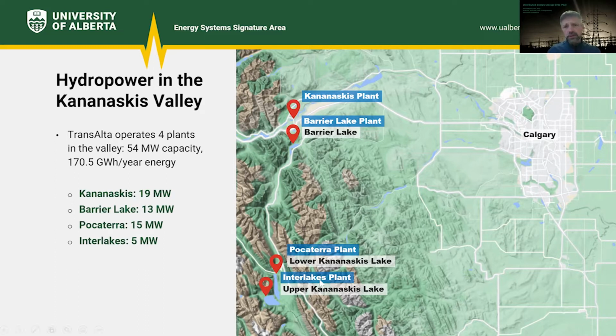The first one is called the Interlakes one. That's highest up in the mountain, and then Pocaterra, a little bit lower at the lower Kananaskis Lake, and then there's the Barrier Lake plant and the Kananaskis plant, and that's the one close to Highway 1, the Trans-Canada Highway.